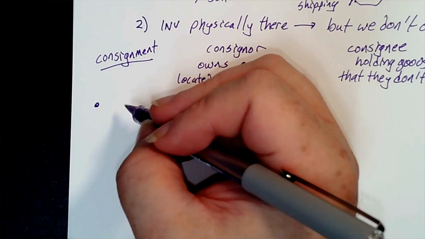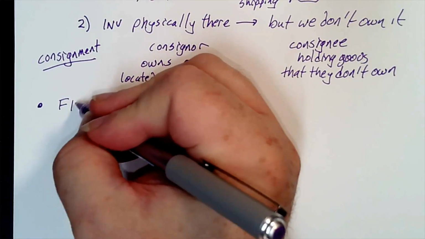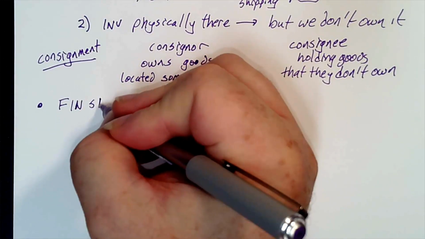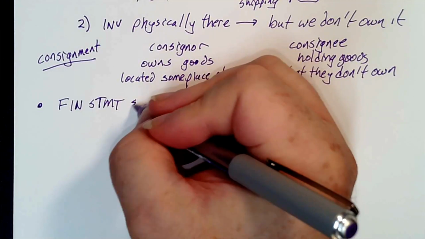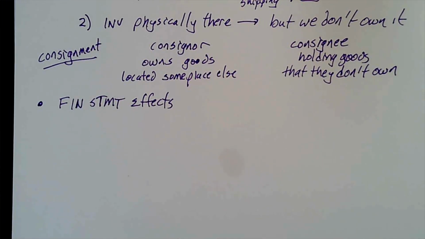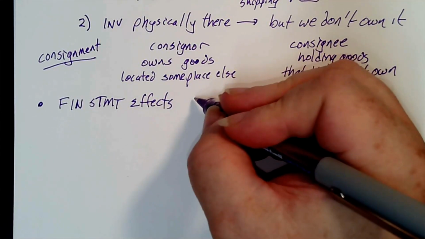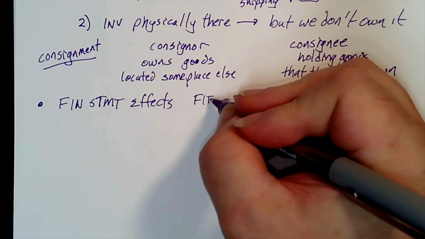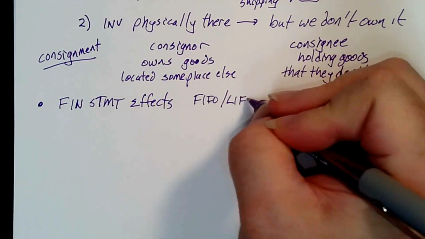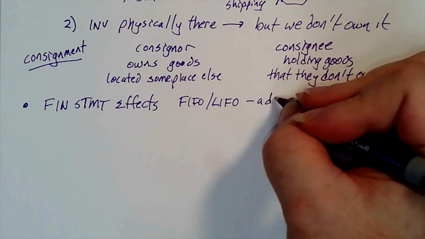And this one is a little bit of an advanced topic, but I'm going to cover it, and that's the financial statement effects, in other words, of which costing method you use. So remember, we have average cost or FIFO and LIFO. How does that affect our financial statements? So I'll just mention that this is an advanced topic.